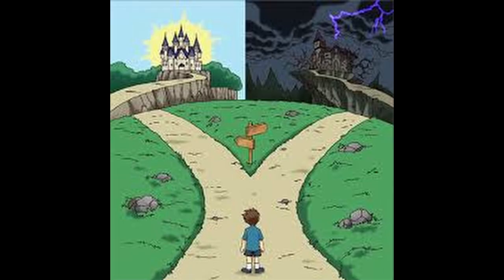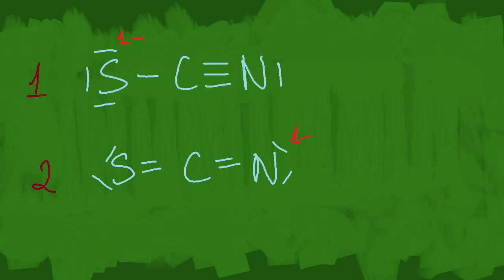Now we have two options. We make a triple bond between carbon and nitrogen, which makes both elements have 0 formal charge while leaving sulfur with a 1- charge, or have carbon sandwiched by 2 double bonds, which makes nitrogen have a charge of 1-, while the rest have 0 charge. Both are equally stable, so they are resonance structures.